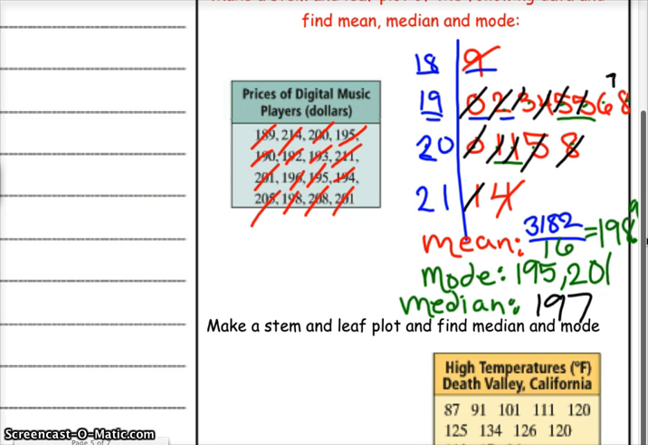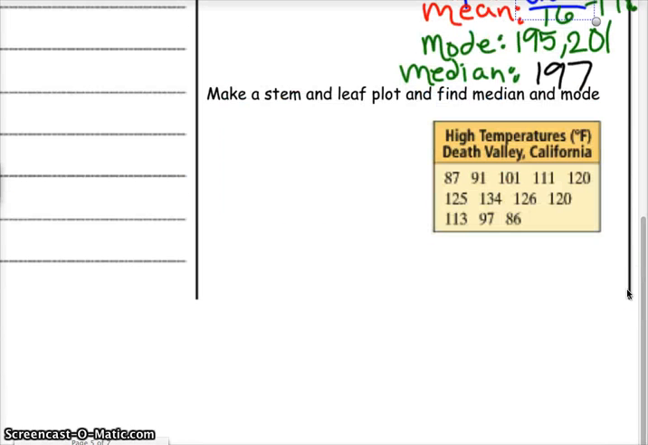Okay, I want you to make the next one and find the mean, median, and mode. So looking at this data set, I see that I have numbers in the 80s all the way up to the 120s. So I'm just going to go 8, 9, 10, 11, 12. Those will be my stems. And now I have to create my leaves. There's a 130s. Oh, yeah, good job.